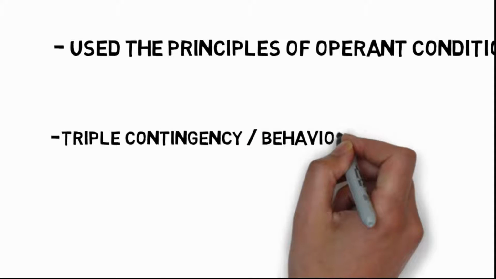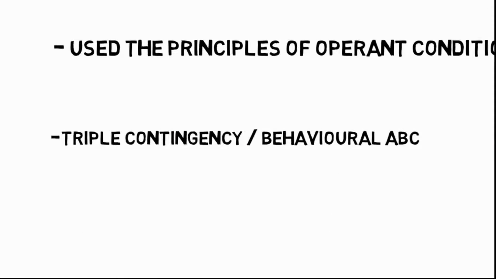Foerster also brought along the techniques from behavioural approaches, such as something called the triple contingency, or what we call in CBT a behavioural ABC. This is where we break down a behaviour into its antecedent, so that's what just came before the behaviour itself, what was done, and the consequence. So starting to understand what's reinforcing a behaviour.